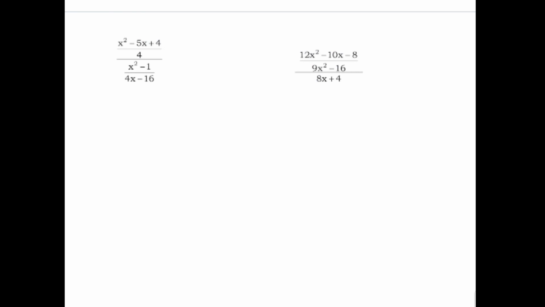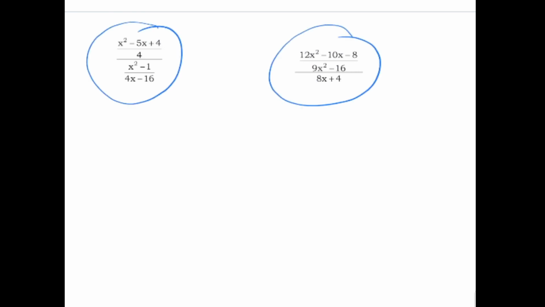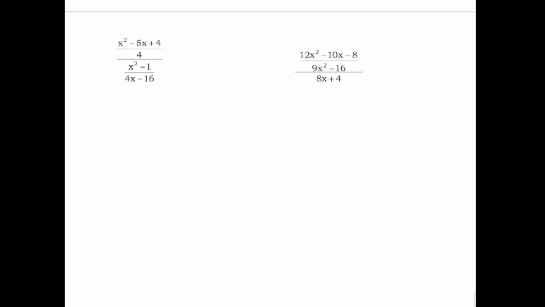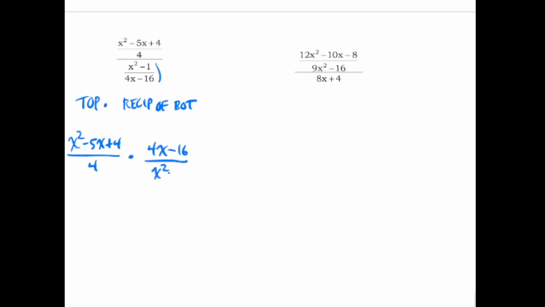So I'll tell you what, let me do this one myself, and then I'll invite you to do that one as a try it. So the first thing I want to do is the old top divided by bottom, which really means top times the reciprocal of the bottom, right? To divide by this is to multiply by its reciprocal. So the top is this x squared minus 5x plus 4 all over 4. And we're dividing by this, which means we're multiplying by the flip it over. Okay, cool.